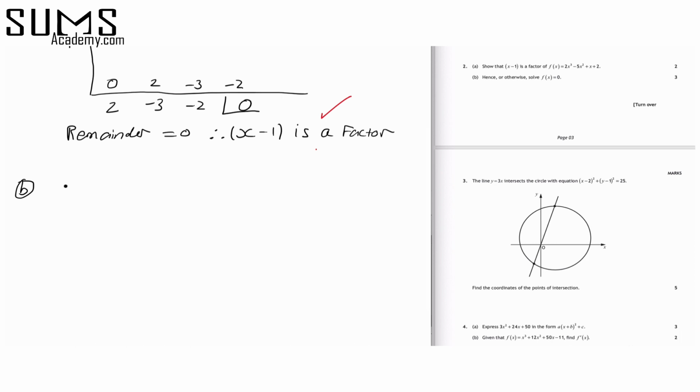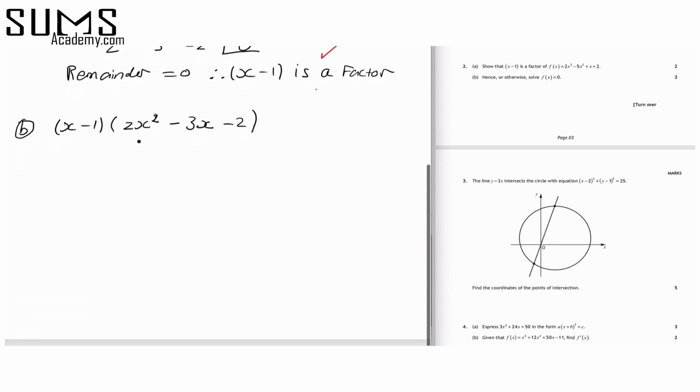So we can rewrite the original expression like this: x minus 1 times, and from here this gives us our quadratic factor. So this becomes 2x squared minus 3x minus 2. Okay, and now we just need to factorize this expression here. Well, 2x squared can only come from 2x times x. We're looking for 2 brackets.